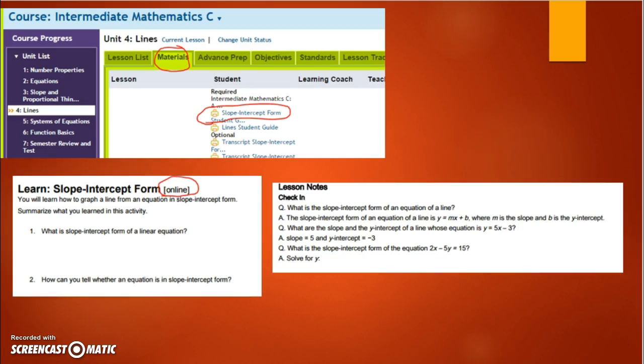To help you guys get there, 100% of your classes have an online student guide in the materials tab. It gives student questions and it gives tips for the learning coach. So I have faith in you, and good luck.